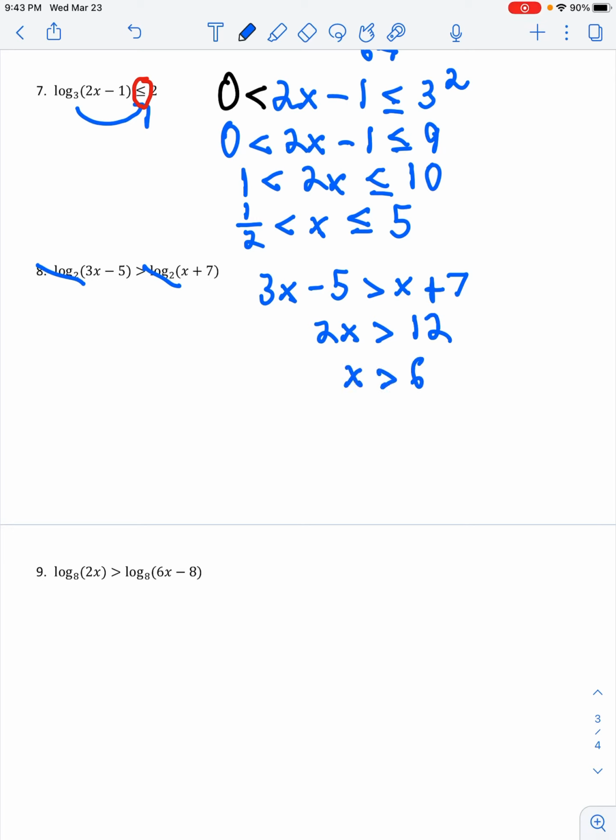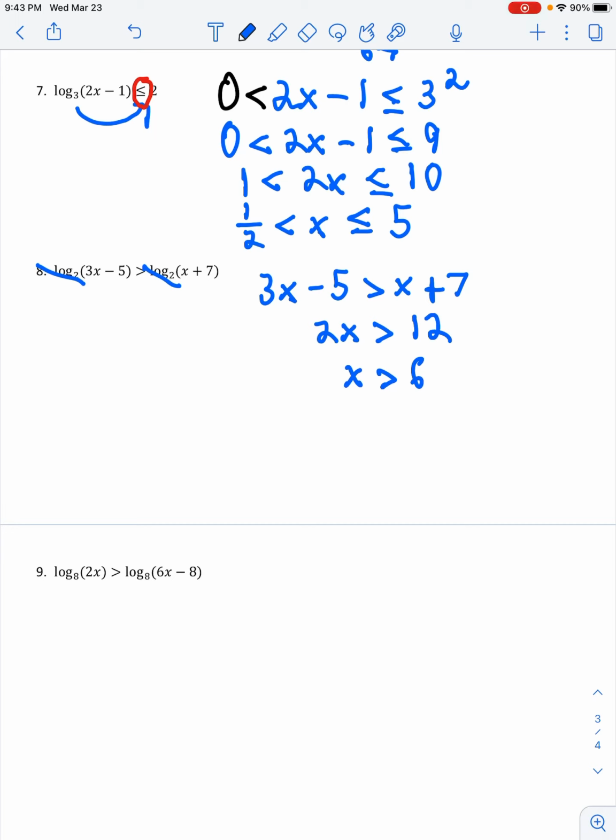So if I test values to the right of 6, you're going to have a number that's greater than 0 for x plus 7. And 3 times 6 is 18 minus 5 would be greater than 0. If you increase that to 7, because it can't equal 6, but 7, 3 times 7 is a larger number, 21 minus 5, I think we're fine.